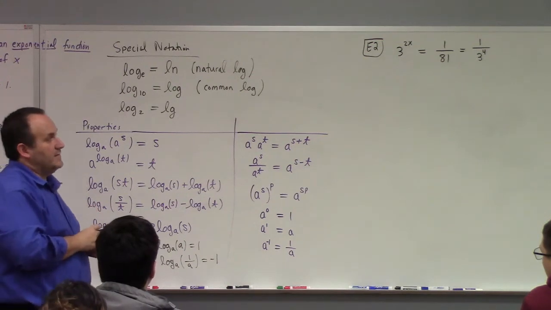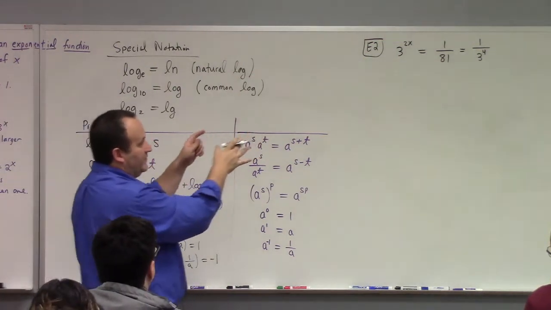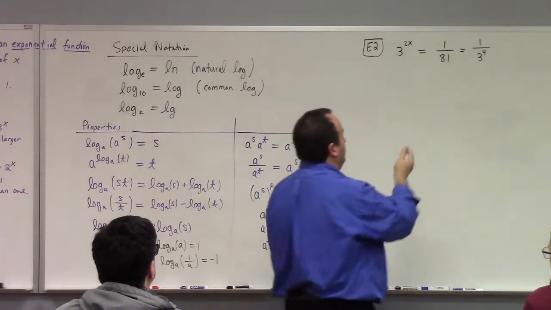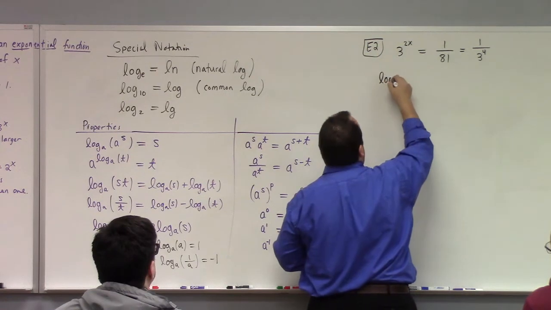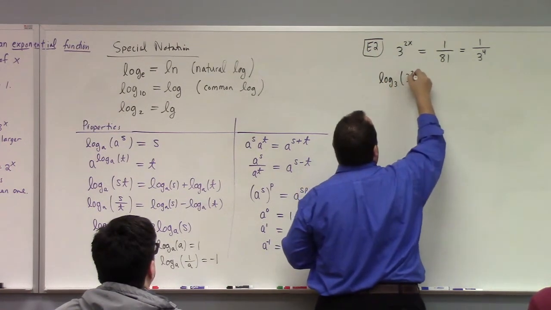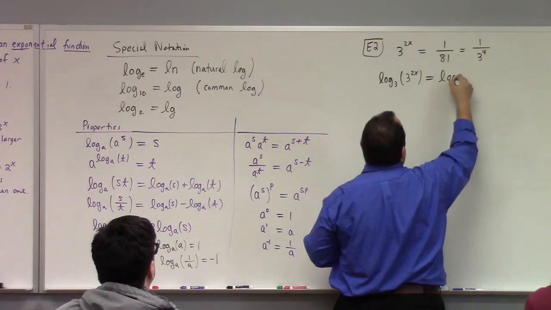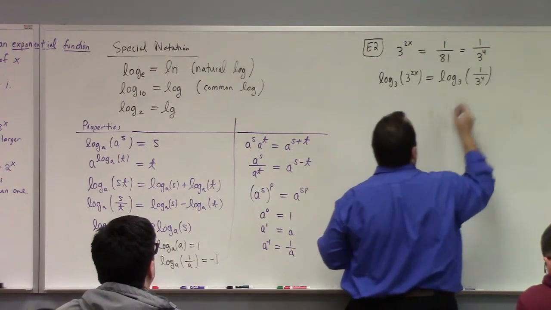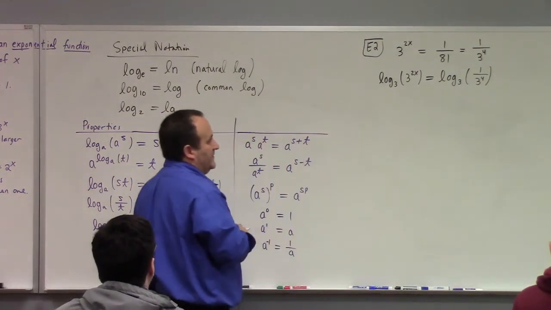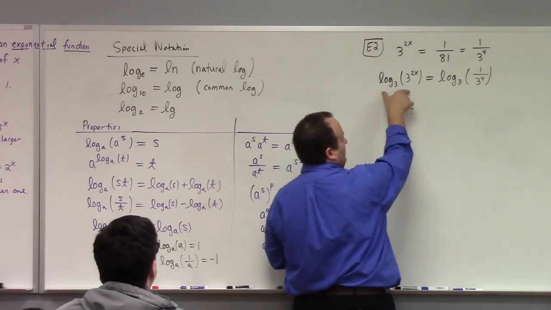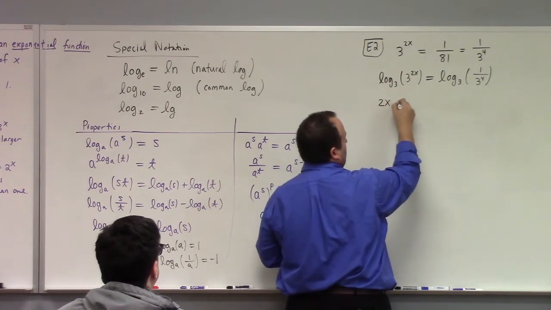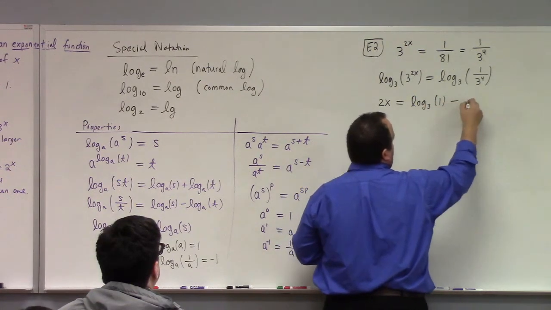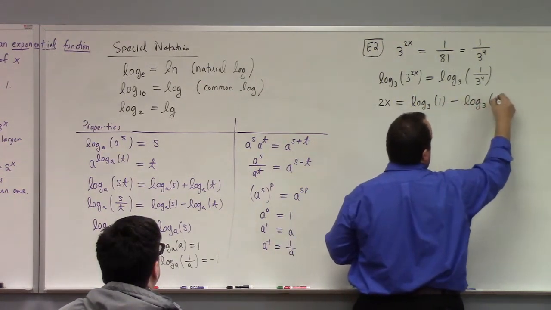Is 81. So one way I can solve this problem is simply to take log base 3 of both sides. Let's try it that way. Take log base 3 of both sides. What do you get? If I use my properties of logs, the left-hand side simply simplifies to 2x. On the right-hand side, I've got log base 3 of 1 minus log base 3 of 3 to the 4.